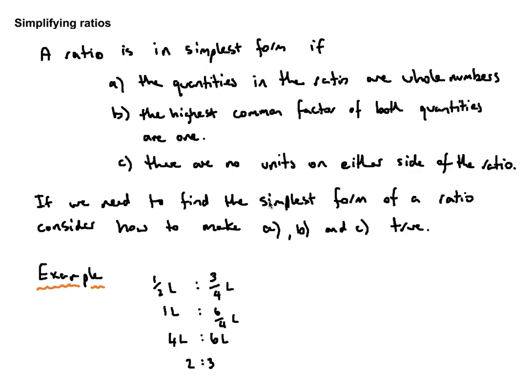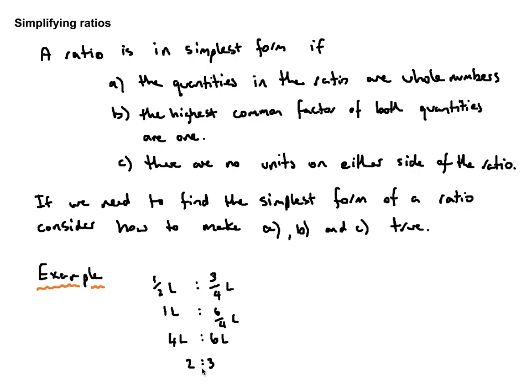So the second part is about simplifying ratios. We say a ratio is in its simplest form if the quantities in the ratio are whole numbers, if the highest common factor of both quantities is 1, so if you can see here 2 and 3, the highest common factor is 1, and there are no units on either side of the ratio. No units here, no units here.